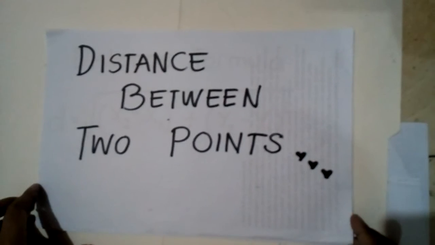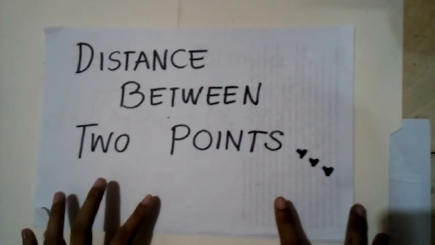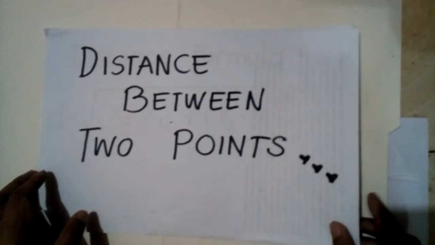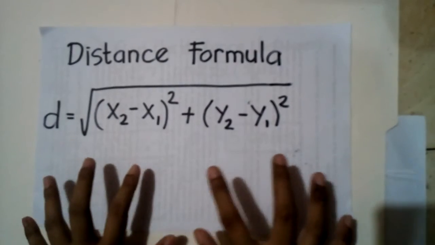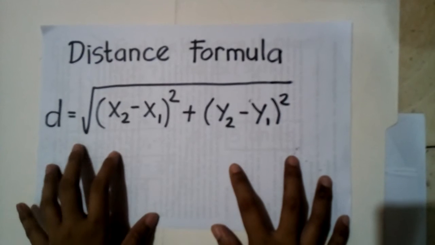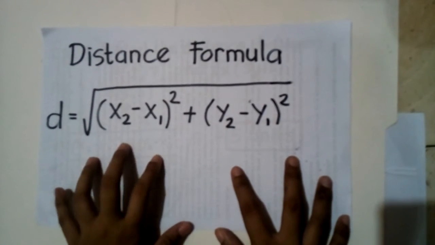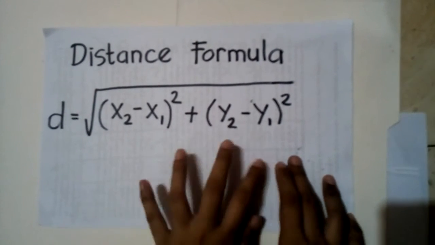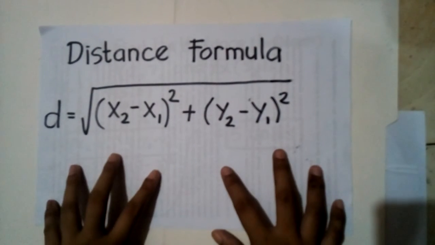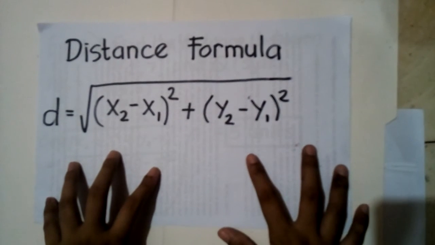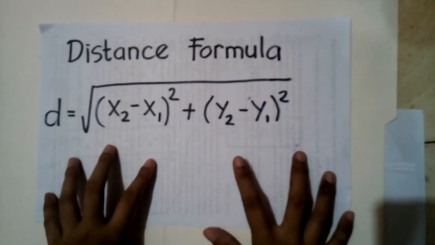So I am Sisley Canillo, and today I'll be discussing the distance between 2 points. So let's start. To get the distance between 2 points, we will use the distance formula. This is our distance formula: the distance is equal to the square root of (x sub 2 minus x sub 1) squared plus (y sub 2 minus y sub 1) squared. And if you want to know the derivation of this formula, you can watch the video discussing the derivation of this formula.